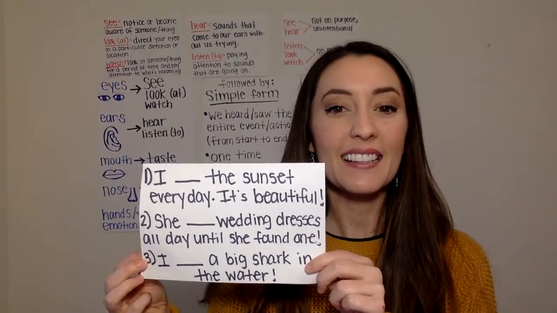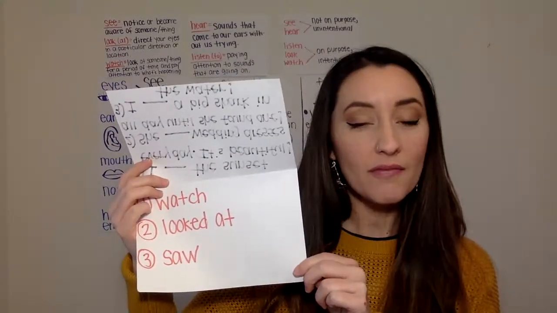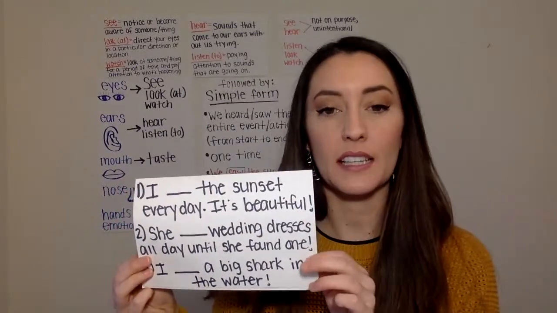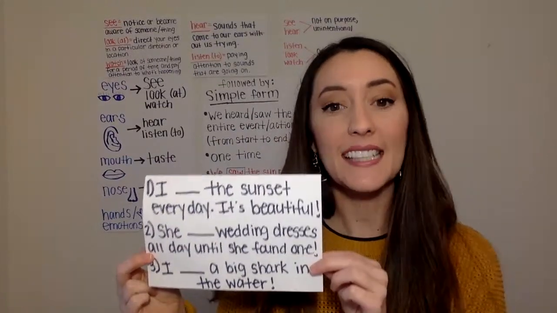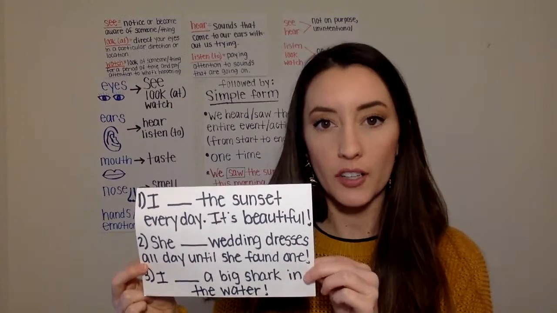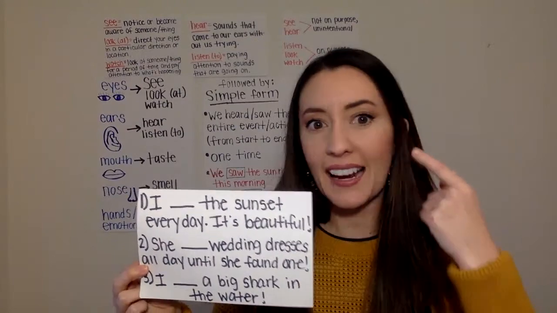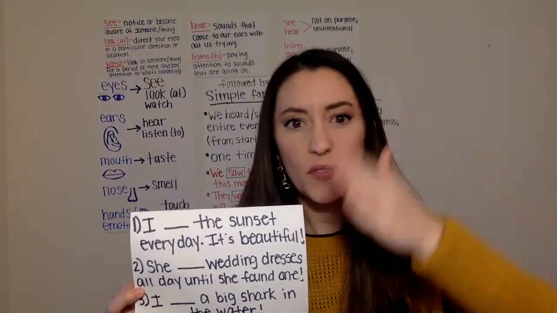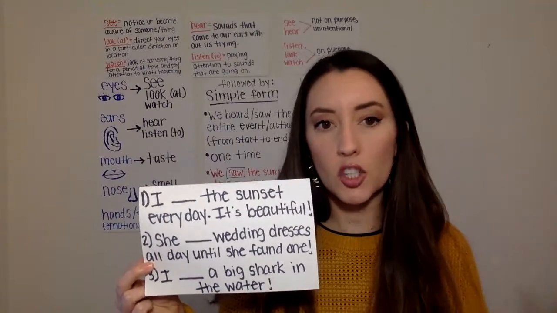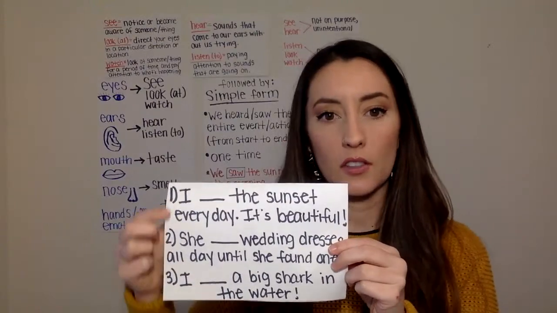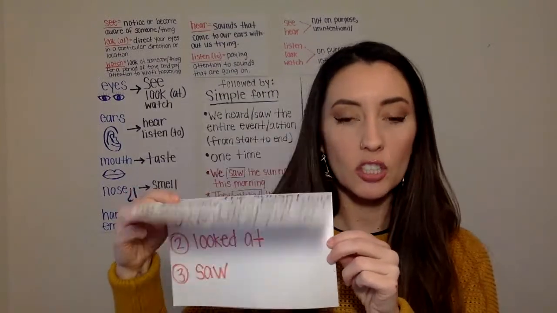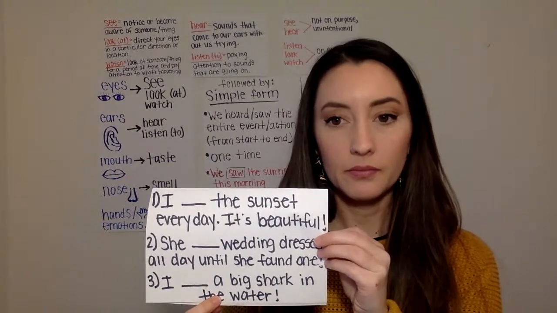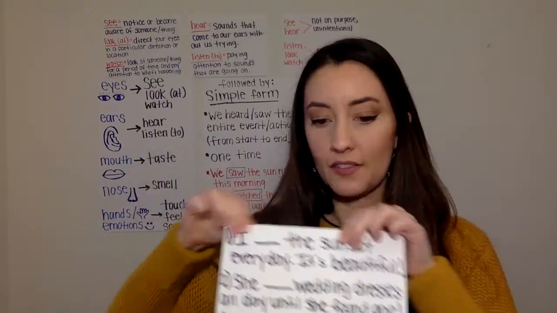And number 3, I saw a big shark in the water, or I see. It can also be present tense. I saw or I see a big shark in the water, okay? So this wasn't something I was actively looking for, but I just noticed it. It caught my attention and I saw the shark fin sticking out of the water. So number 1 again was watch. Number 2 was look at. And number 3 was see. Okay, very good.